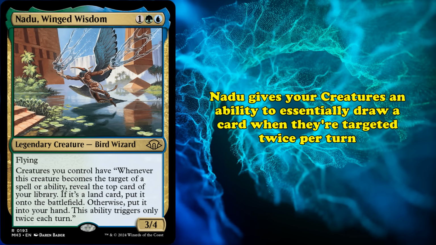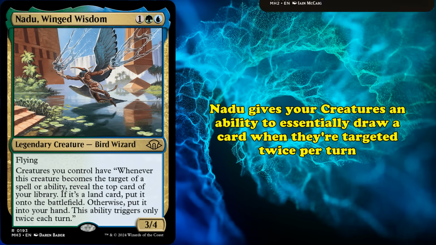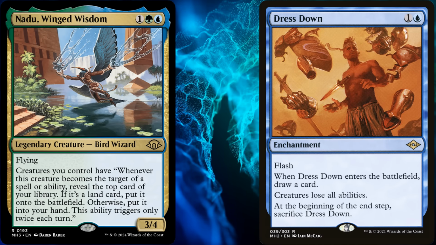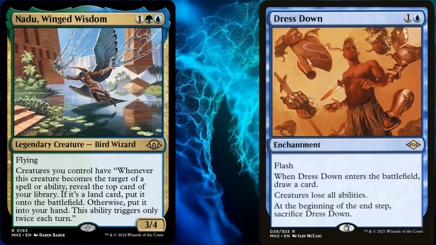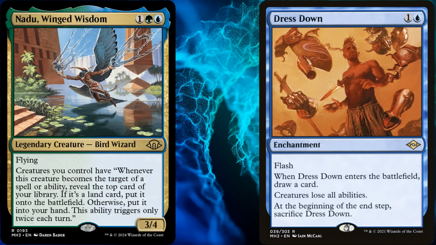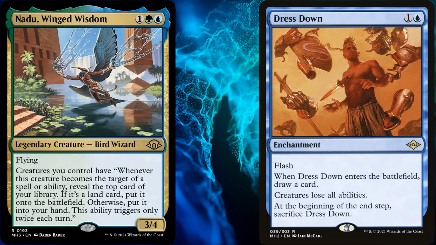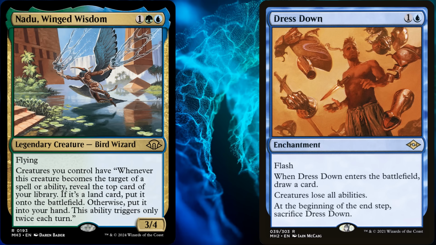Nadu gives all creatures an ability that triggers when they become the target of a spell or an ability twice per turn. Dress Down will, of course, remove this ability from all the creatures, but the strange thing is what happens after Dress Down is removed. If you target a creature with a spell or ability twice and trigger the ability twice, and then Dress Down enters and then subsequently leaves the field, can the ability trigger again?